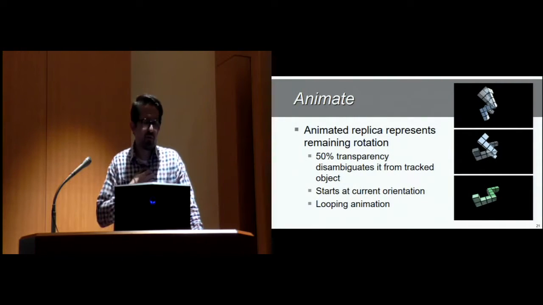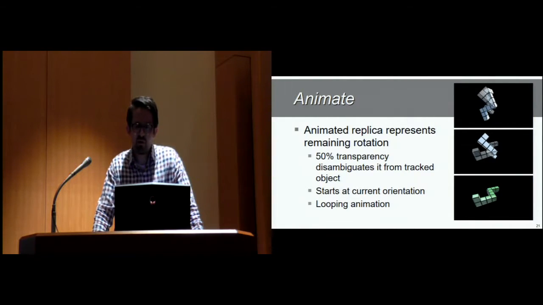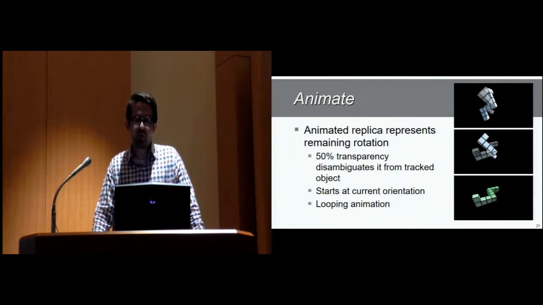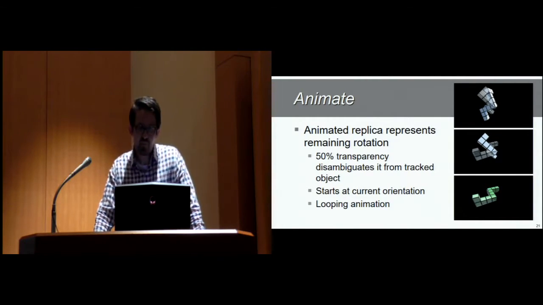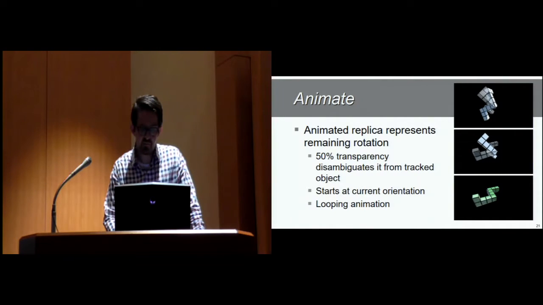So this is our third visualization, Animate. While discussing the previous work, we talked about ghost copies and animation as tools that have been used in the past for conveying an action that needs to be performed. We wanted to try those two techniques in our context. Here we have a virtual representation of the tracked task object, which is opaque. Additionally, we also have a transparent ghost copy that animates to the target orientation. This animation runs in a loop, always starting at the current orientation.